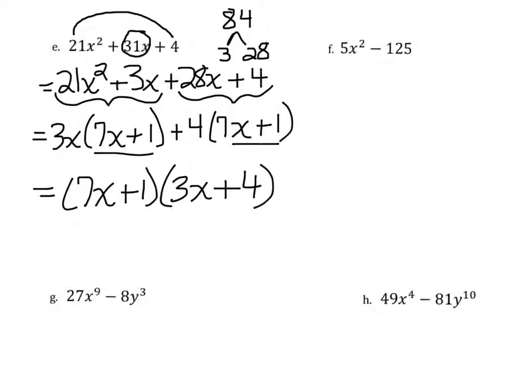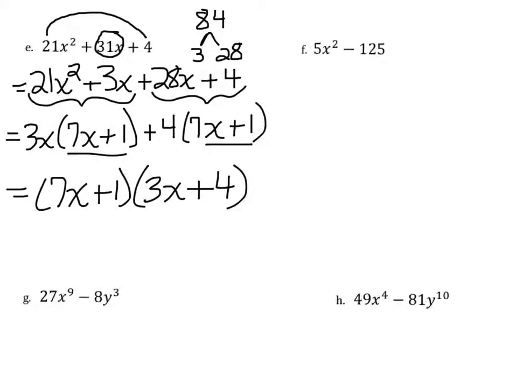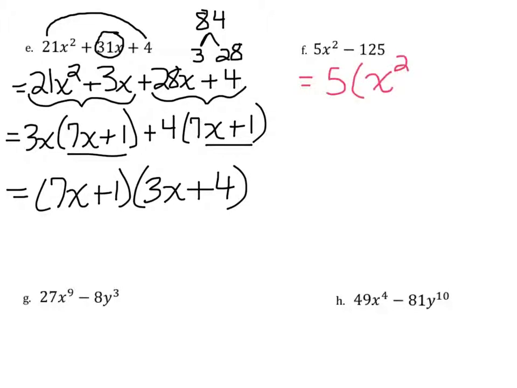And so I am done factoring in this example. Let's go to part F. I have a 5x squared minus 125. Again, the first thing I want to think about is whether I can factor out a GCF. In this example, I can. My GCF here will be 5. If I factor out a 5, I'm going to be left with an x squared minus 100. Sorry, it's not going to be a 125. It's going to be a 25 here. X squared minus 25.